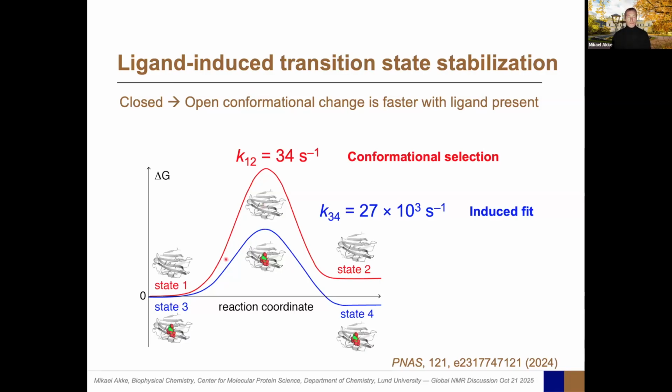So this is just a representation, without any claims of making the various levels here accurate in terms of what we measure. But on the induced fit pathway, the blue one here, the barrier height going from state 3 to 4 is much lower than when you go in conformational selection, where the ligand is not present. Here's just the empty protein, higher barrier. When the ligand is present, it's a lower barrier.